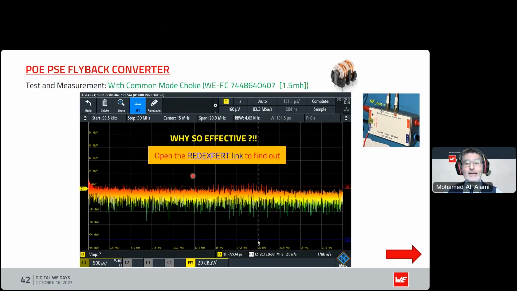And I've got a question for the audience if you want to answer. You're going to ask me questions, I'm hoping, but before I finish, I'm going to ask you the question and I'm going to give you the answer. So why is a common mode choke so effective even in the differential mode range down here? I'm expecting it to be effective here, where we saw there's still quite a lot of common mode noise. But I would expect it to be less effective down here. Why is that the case? Click on that Red Expert link when you get those slides, and you'll hopefully find out.